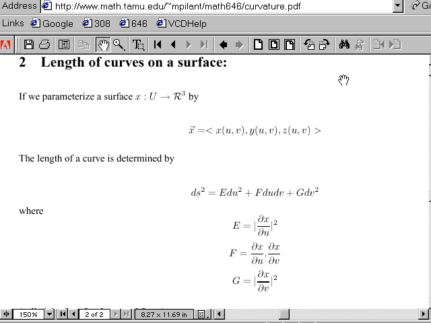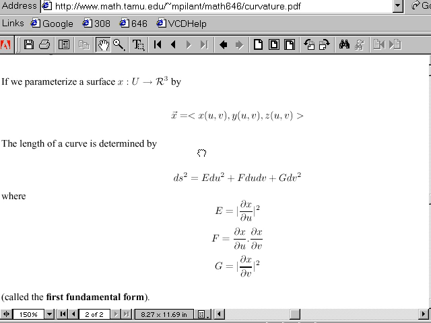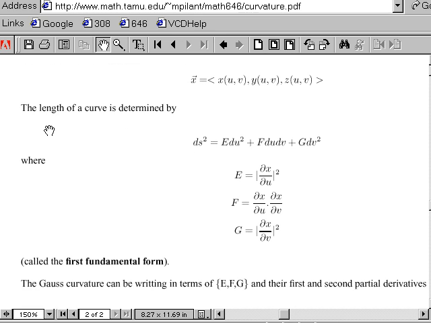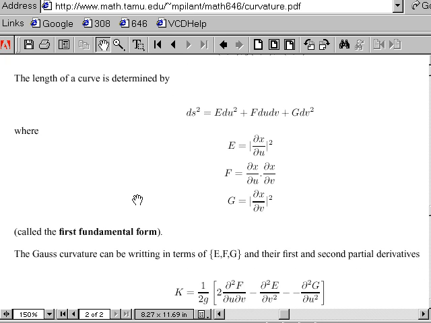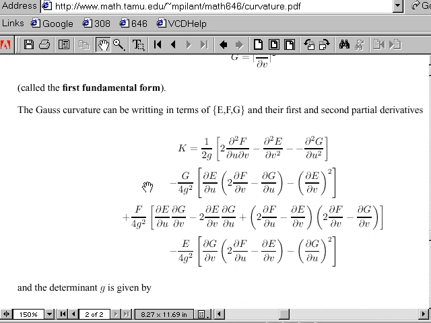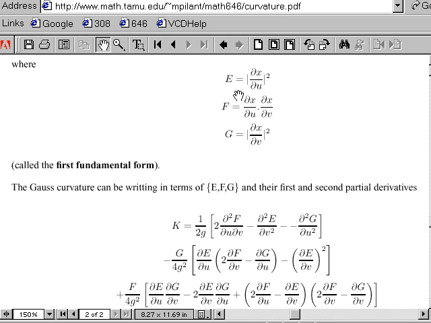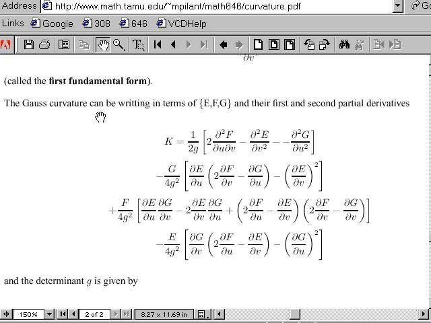We have 2 coordinates, u and v, and the 3-dimensional coordinates x, y, and z are parameterized in terms of u and v. Now if you parameterize x, y, and z in terms of u and v, the length of the curve will be determined by this differential here. Namely, the arc length squared will be the length of partial x partial u squared times du squared, plus the inner product of dx du and dx dv times du dv, and then dv squared times the length of dx dv squared.